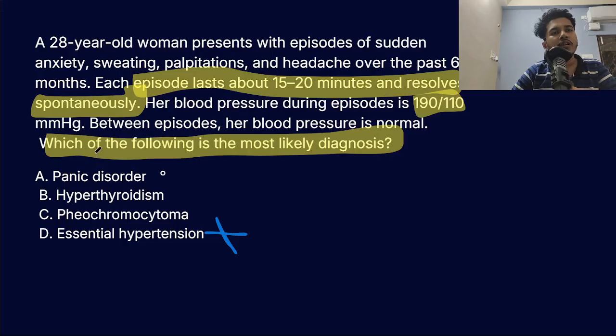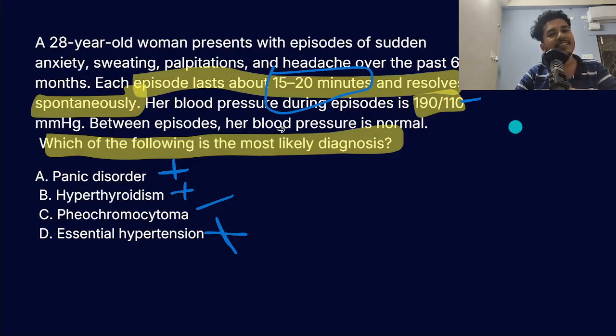Panic disorder does happen, but it does not involve a time period of 15 to 20 minutes, and the BP doesn't go that high, because they are more psychogenic in nature, right? So I'm not thinking this. Even if we think about hyperthyroidism, what I can think about is, for example, myxedema or something like that. Even during that, there is no episodic stuff. So just based on this one fact, there's nothing episodic, I can say option C is the correct answer. Let us see if that is the correct answer.